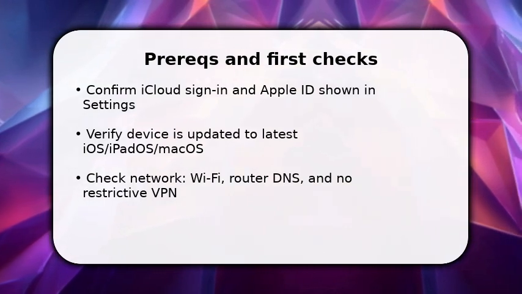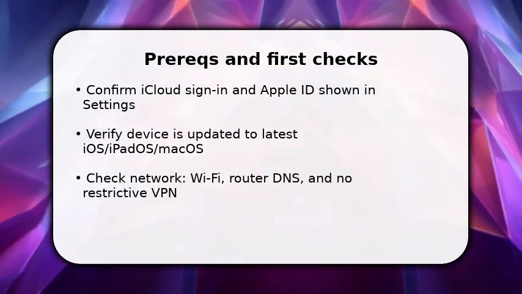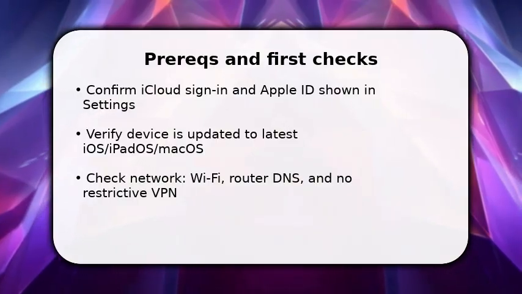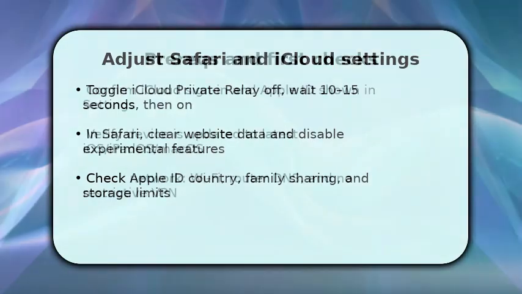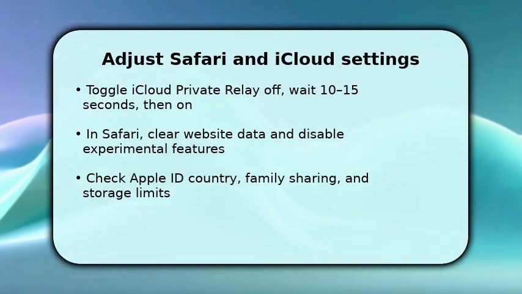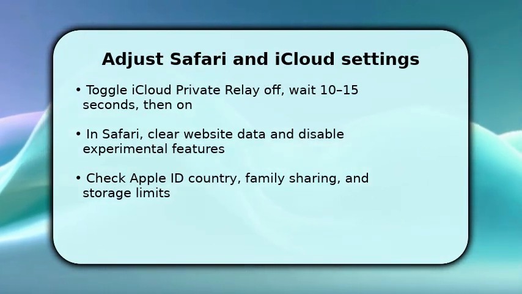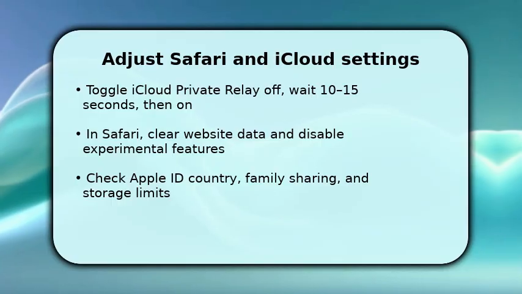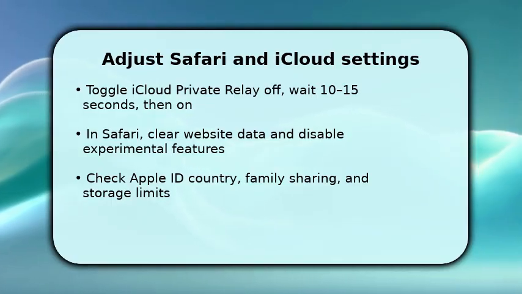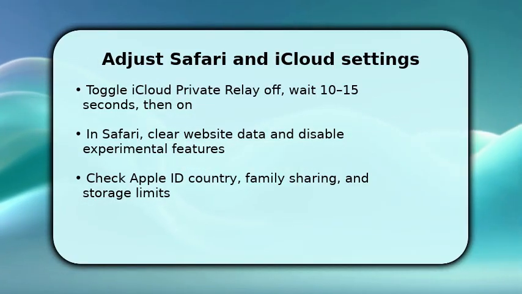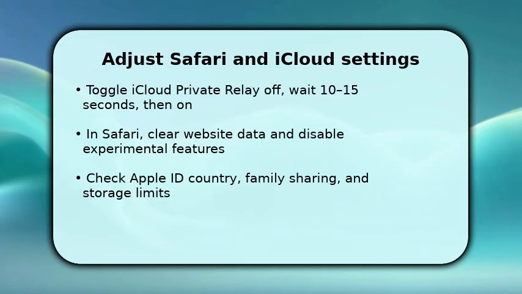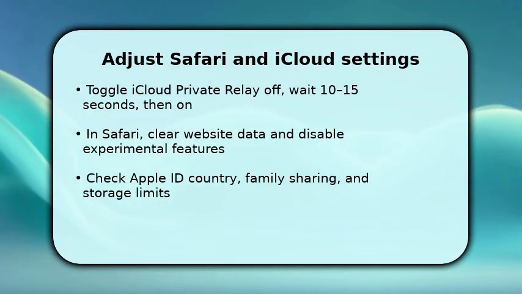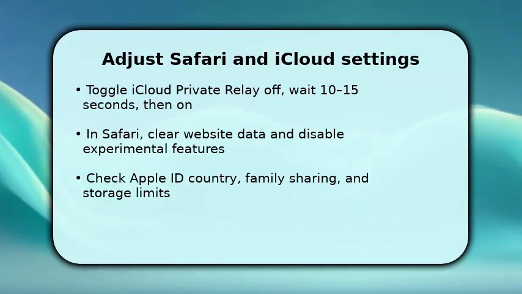Now you'll change the key toggles. Open Settings, your Apple ID, iCloud, Private Relay, and turn it off. Wait about 10 to 15 seconds, then turn it back on to re-establish the tunnel. In Safari settings, clear website data and disable any experimental web features that could interfere. Check your Apple ID region, family sharing rules, and iCloud storage. Private Relay can be blocked by country or account restrictions. After making changes, force quit Safari and reopen it to test connectivity.